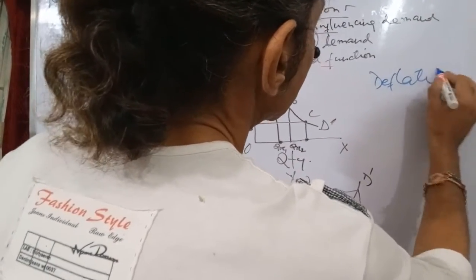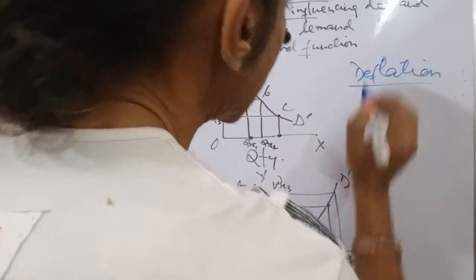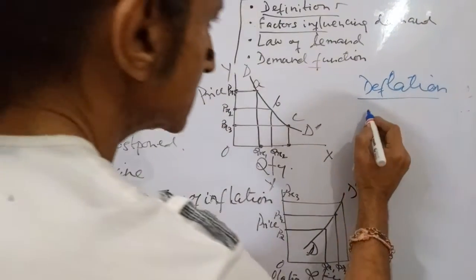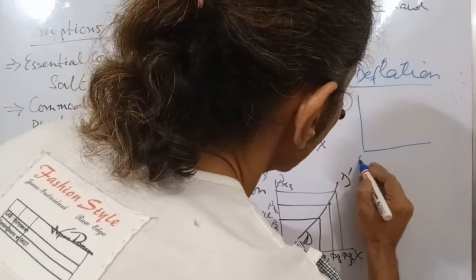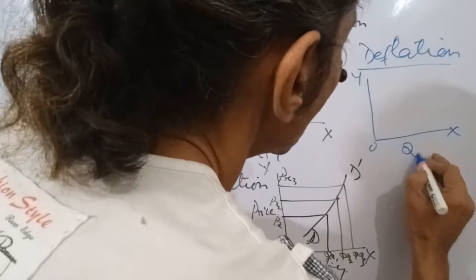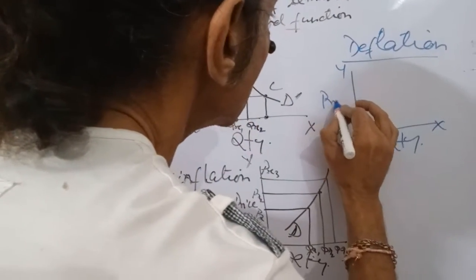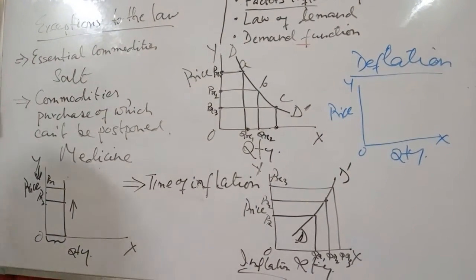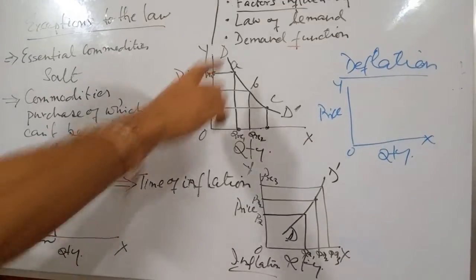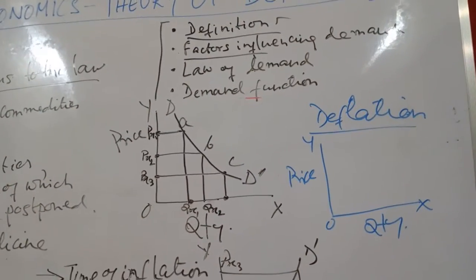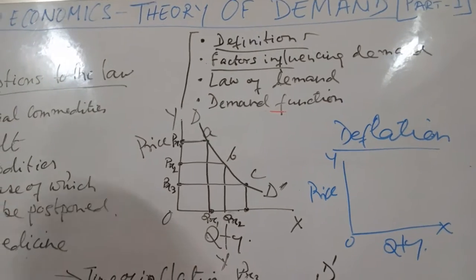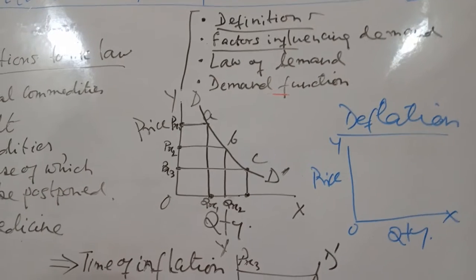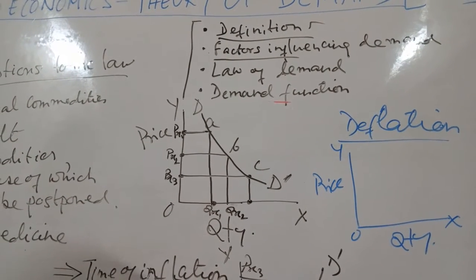What is deflation? Deflation is the opposite of inflation. That is, price is continually falling, falling without break. On the x-axis we measure quantity and on the y-axis we measure price. As price is continuously falling, the law states that the consumer will purchase more. If price falls, his real income increases, other things remaining absolutely same. So the consumer will naturally purchase more.